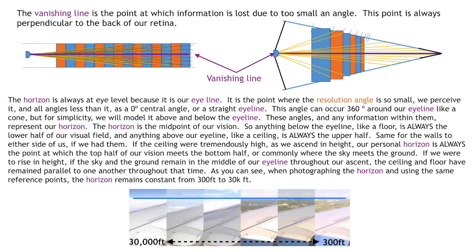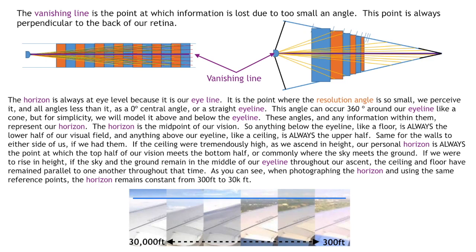The horizon is the midpoint of our vision, so anything below the eye line, like a floor, is always the lower half of our visual field, and anything above our eye line, like a ceiling, is always the upper half. Same for the walls to either side of us, they're always the left or right fields, if we had them. So if the ceiling were tremendously high, as we ascend in height, our personal horizon is always the point at which the top half of our vision meets the bottom half, or commonly where the sky meets the ground. If we were to rise in height, and if the sky and the ground remain in the middle of our eye line throughout our ascent, the ceiling and floor have remained essentially parallel to one another throughout that time.